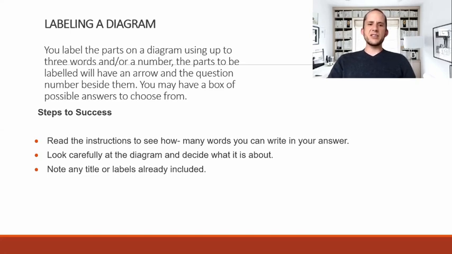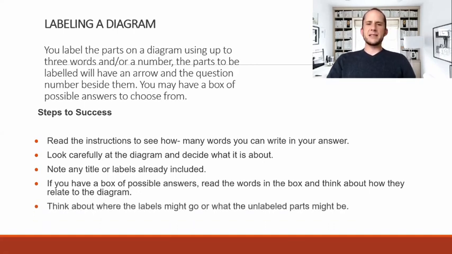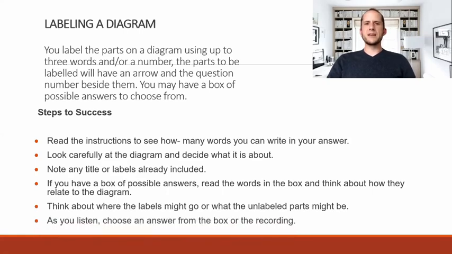And so if there are any other titles or labels, they're going to be key in helping us. And if we do get a box, then have a read through those options and see where could these options possibly go. Make sure you understand the options as much as possible. And again, think where you could possibly put them. So let's have a look at our diagram. Let's see if we can match some of these answers to it.